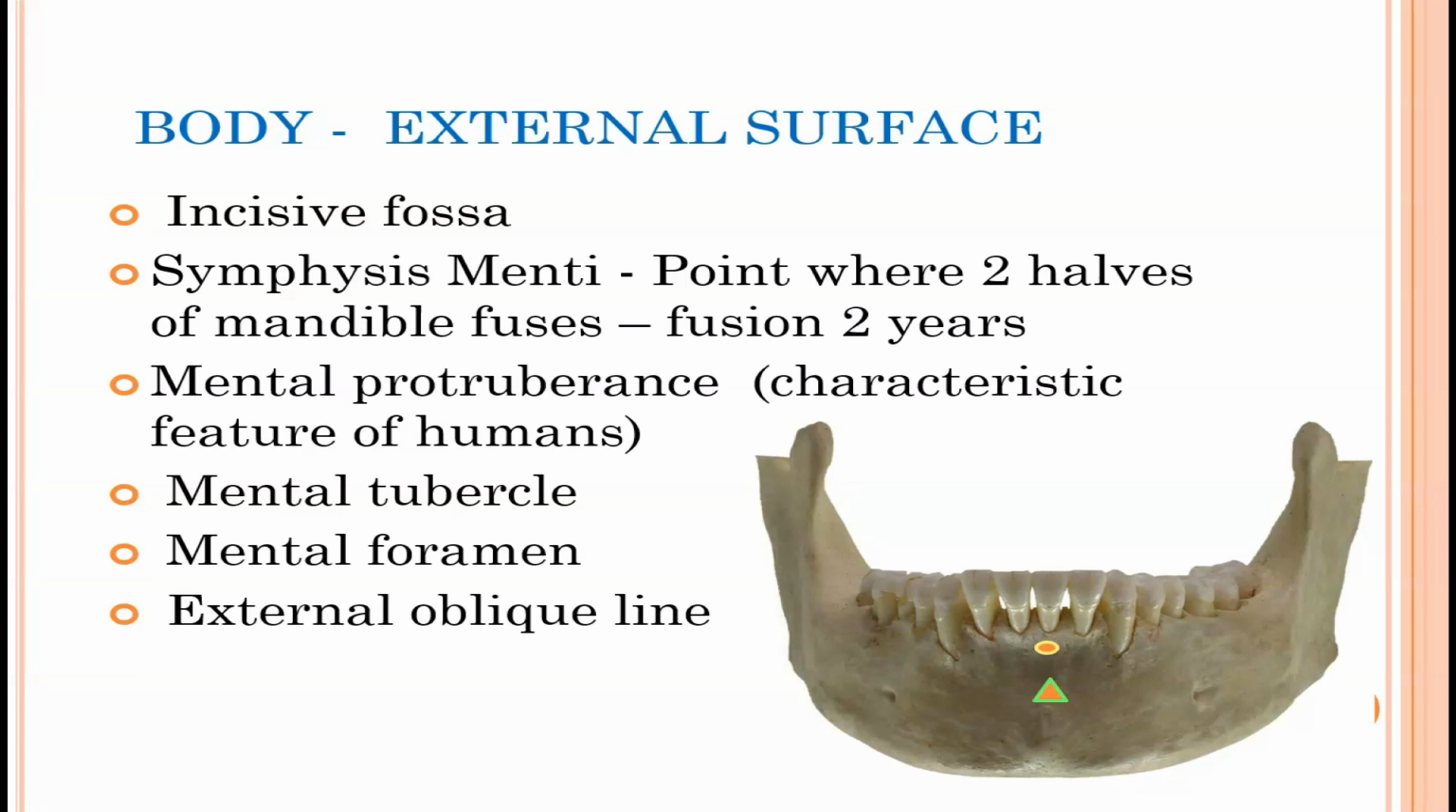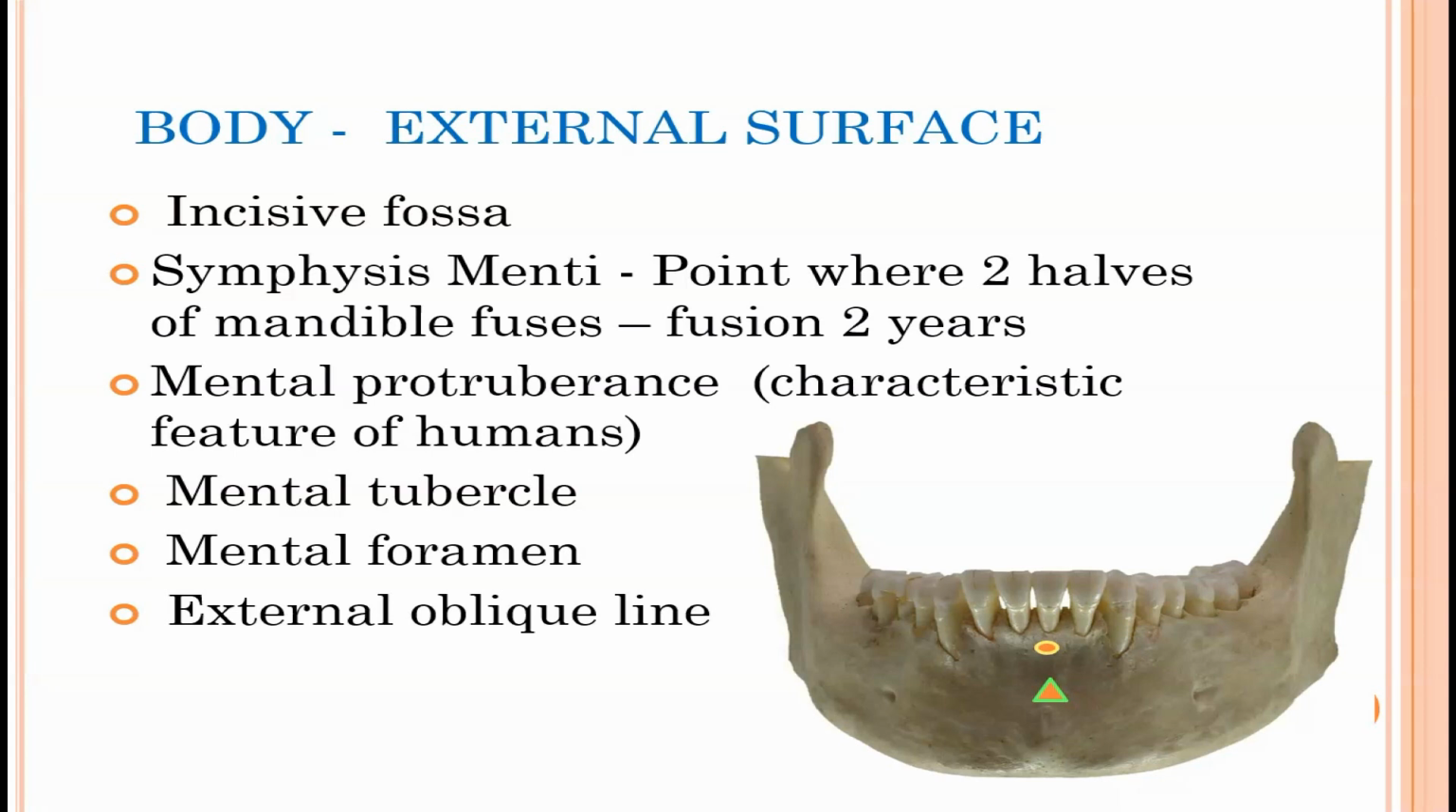Even though the mandible is an unpaired bone, it develops as two halves embryologically. The right and left halves meet at the midpoint and fuse at that point. The point of fusion is called the symphysis menti. Usually the fusion occurs 2 years after birth.